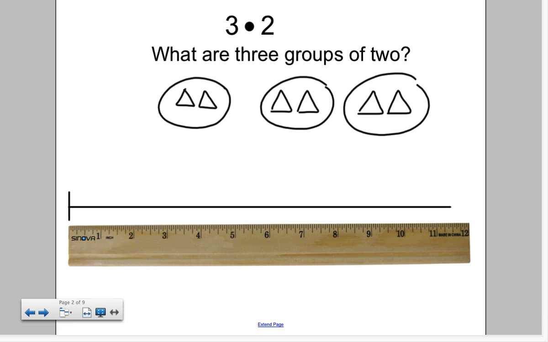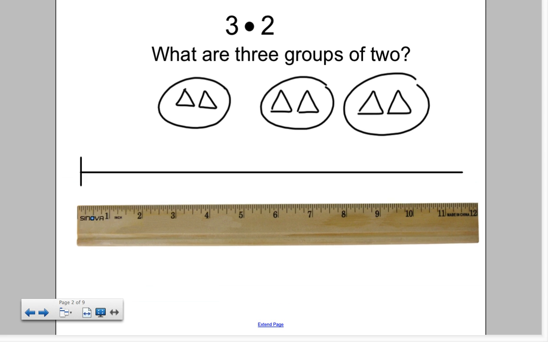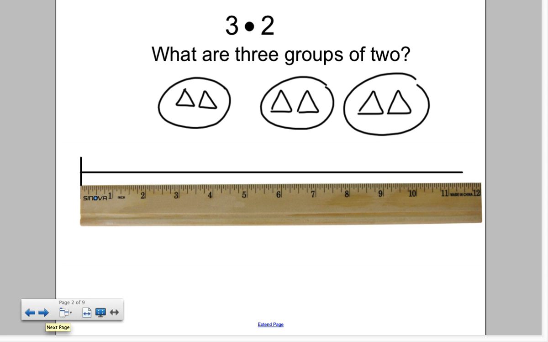Now, the other tool that we're going to focus on today is the number line, or a ruler. As you can see here, I have a number line and I have a ruler. I'm going to set the ruler right here at 0 on my number line, and I'm going to show 3 groups of 2. If I label my number line with my ruler, you can see these are all inches, whole groups.